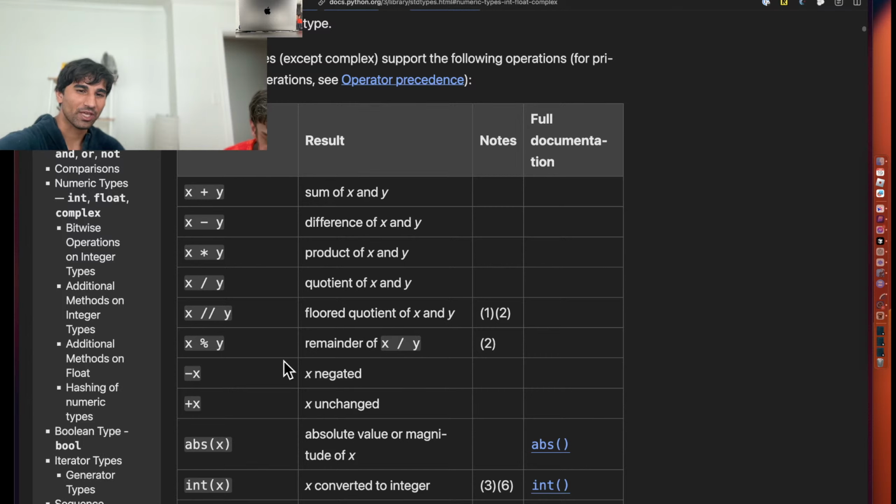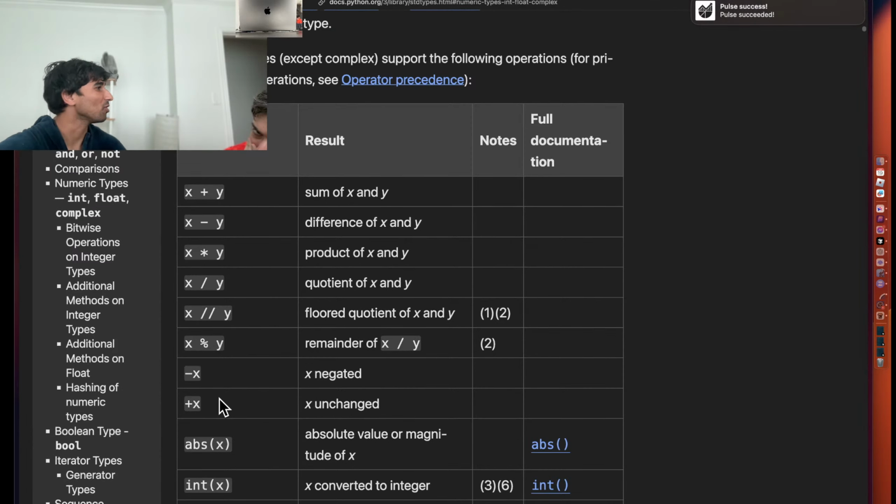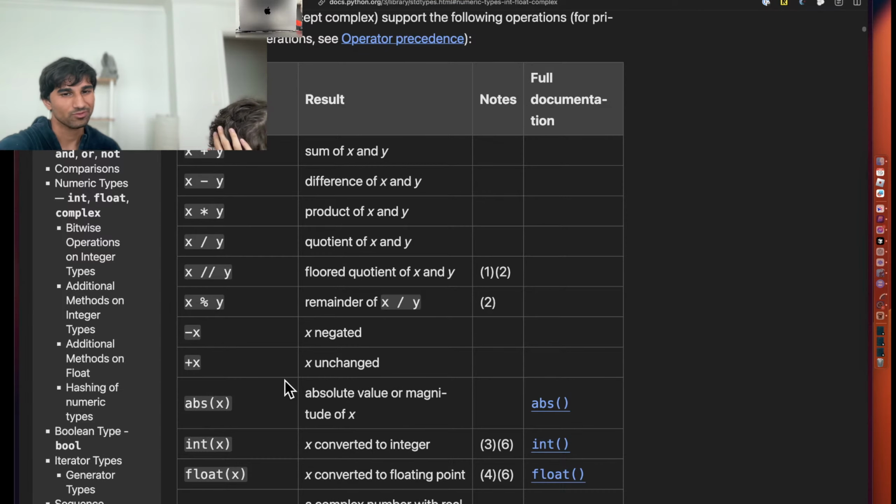X unchanged. By default, this is an operator called dunder pos, for positive, which by default won't do anything because it's like multiplying by positive 1, but you can overload it to do whatever you want. Some people for their classes will overload it for something more interesting. Typically, it's just ignored.